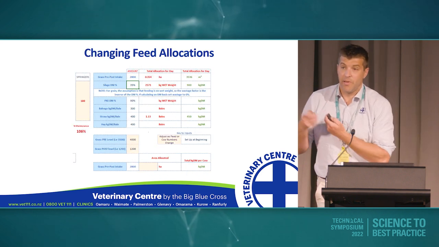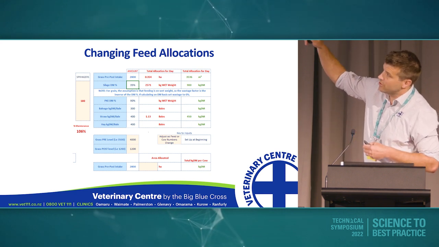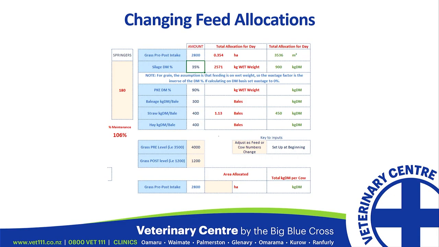We also, in the back of this spreadsheet, just to show you what our package is, include on the right side of the spreadsheet a place where you can put in your Springer numbers, and then it will change your allocation or area on a daily basis. Because what we consistently found was people will tell you that they're feeding 6 of grass and 4 of baleage and 2 of straw, and that's what they feed every day. And then they take 30 cows out that calve, add another 50, and they still feed the same amount of area. So we wanted them to be able to change their area on a routine basis.